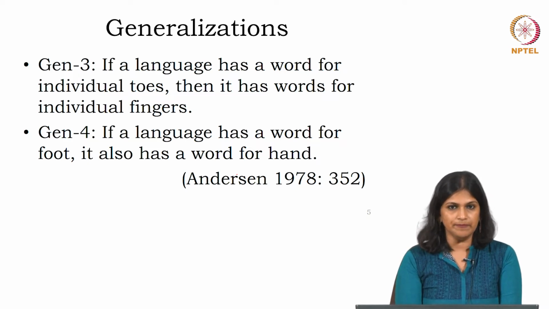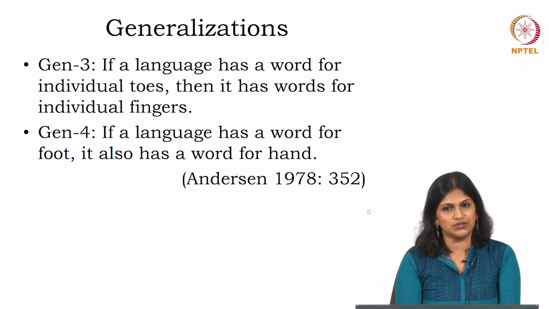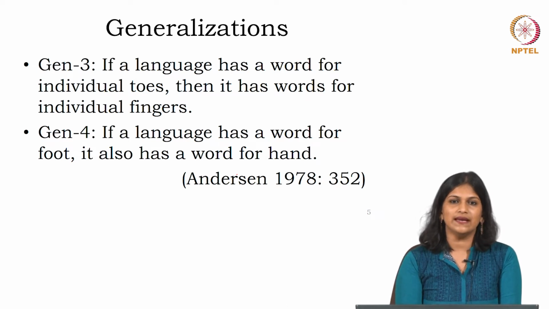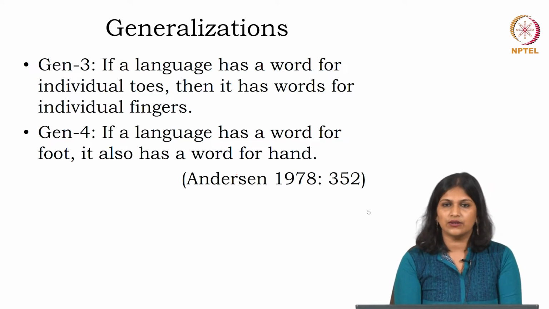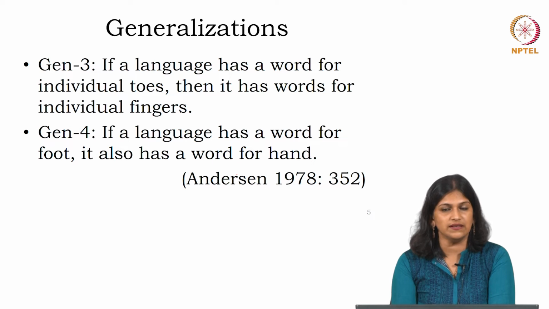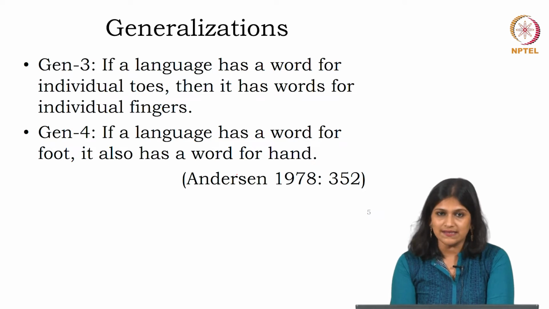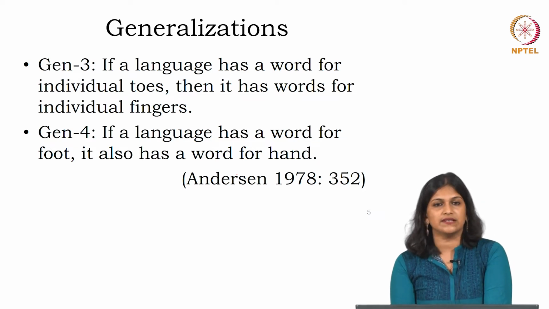What is written? If a language has words for individual toes, then it has words for individual fingers. Okay? So, which one is more rudimentary here? Fingers. So, fingers have names, toes have names. Fingers do not have names, toes do not have names. But you can say fingers have names, toes do not have names, that is fine, but you can't say toes have names, but fingers do not have, that does not seem to be possible as far as generalization or universal feature of language is concerned, right. That is why if a language has words for individual toes, it must have words for the individual fingers. That is generalization number 3.